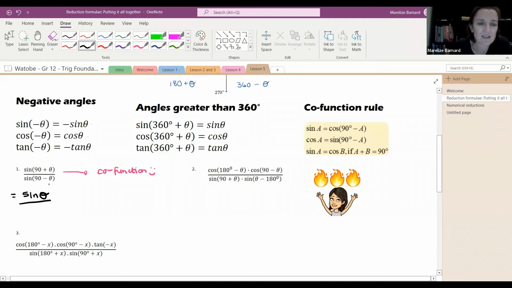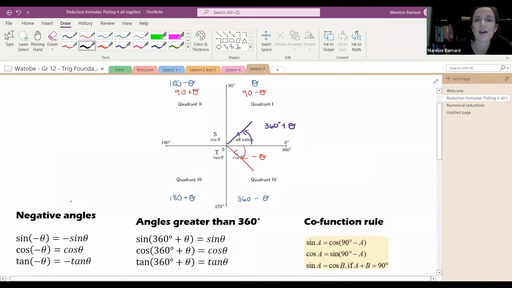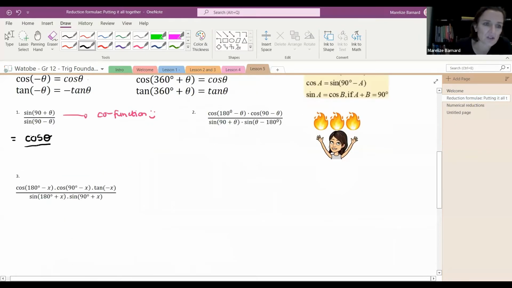Sine 90 minus theta, that is in the first quadrant, but it's also cofunctions. What am I saying? I'm saying one thing and writing a different thing. So sine 90 plus theta must change to cos theta. I'm talking so much about cofunctions, I forget to actually do them. Okay, and then sine 90 minus theta, that is also the cofunction rule. It's in the first quadrant, and sine is going to change to cos. And what have I got now? Cos theta divided by cos theta is 1.